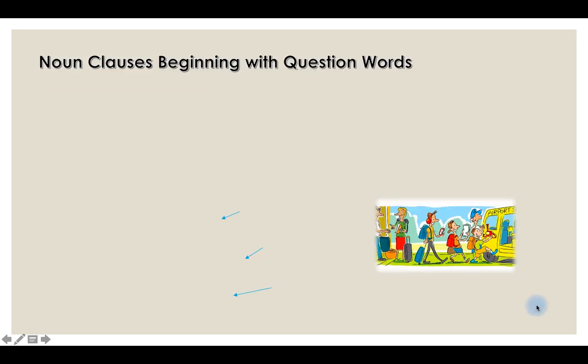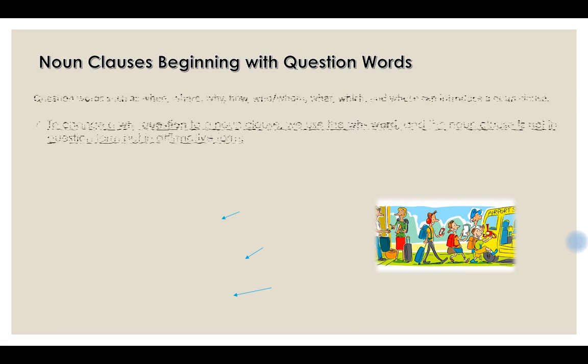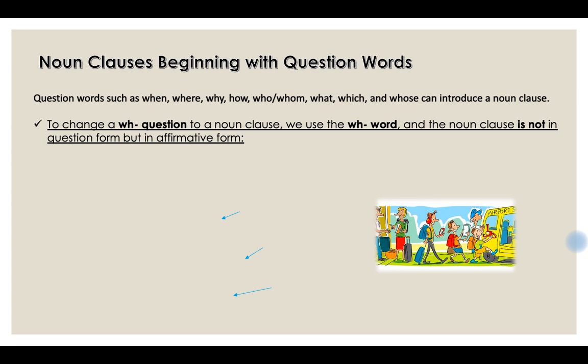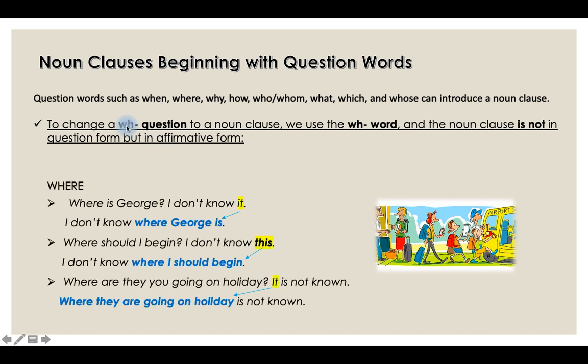Okay. What about question words? Yeah, so we know that noun clauses are also used with question words such as when, where, why, how, who, whom, what, which, whose. All these question words can introduce a noun clause. How do we use them in noun clauses? Look at these examples. So, where is George? I don't know it. I don't know where George is.